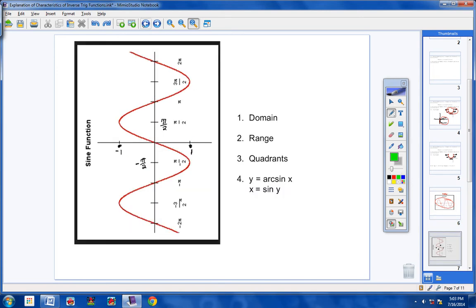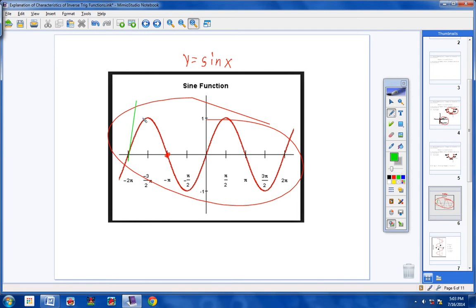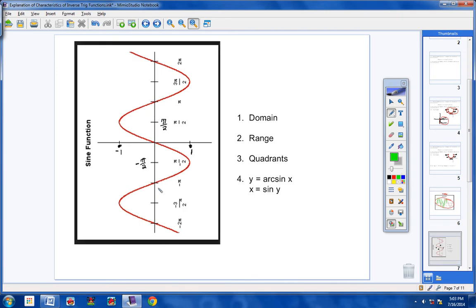All right, now this is a function. Every vertical line I draw here is only going to touch the graph in one place. But this is not a function. So here's what mathematicians did. They limited the part of the sine graph from here to here. So when we're dealing with the inverse sine function, we're dealing with only this part of the graph.